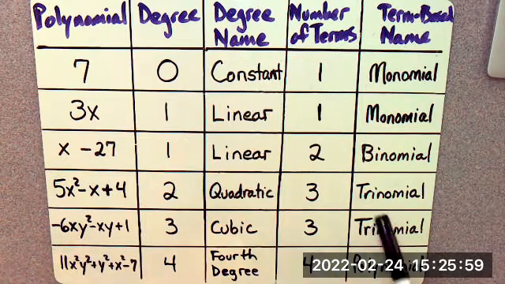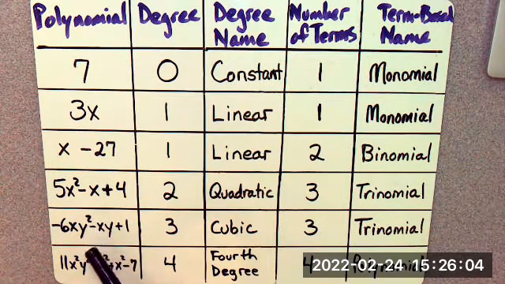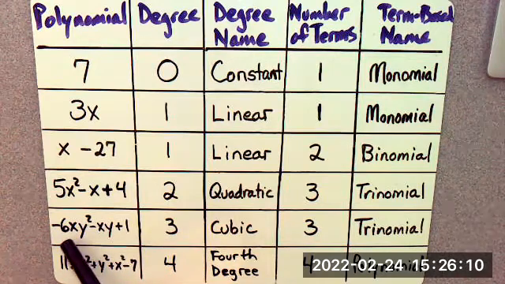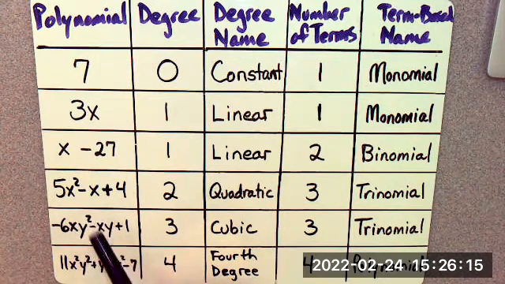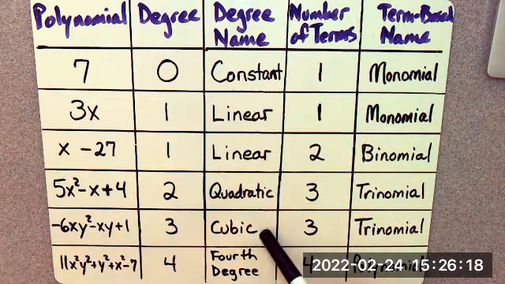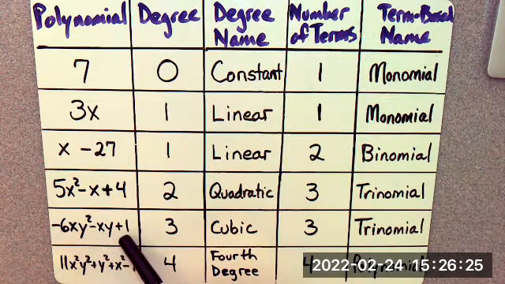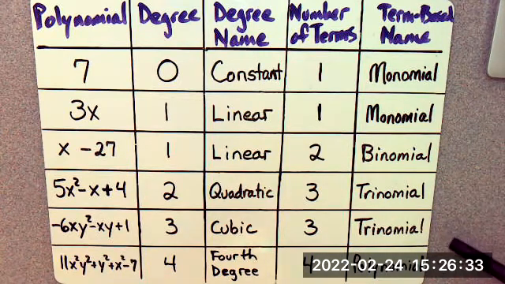So trinomial is 3 terms. So negative 6x y squared minus xy plus 1. Well, that's a third degree polynomial because we have x to the 1 plus y to the 2. So 1 plus 2 is 3. And it's considered a cubic if it's a third degree polynomial. We happen to have 1, 2, 3 terms. So that's 3, and it's a trinomial. As soon as we go over 3 terms, we change over to polynomial.